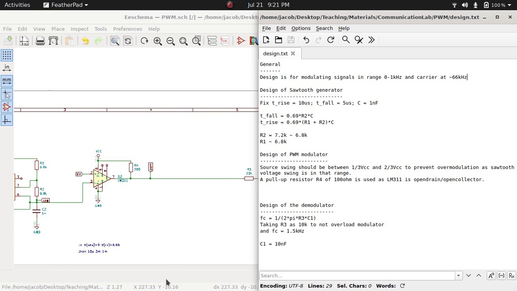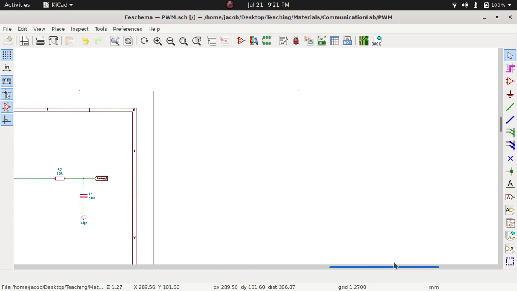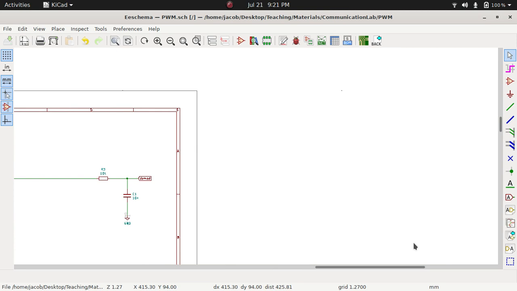And now the only remaining element is this demodulator. Let's see its design as well.